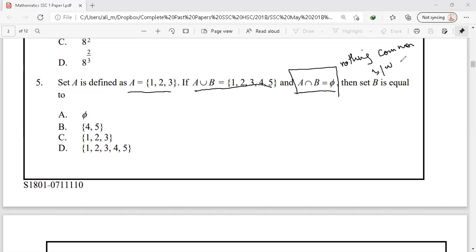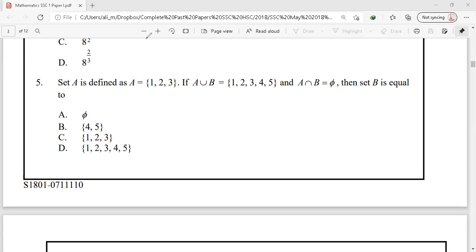between A and B. A और B के अंदर कोई भी एलिमेंट कॉमन नहीं है और A की वैल्यू 1 2 3 है तो A यूनियन B के अंदर 1 2 and 3 ये तीनों वैल्यूज़ हमारी सेट A की हो गई। तो इसका मतलब ये हुआ कि जो 4 और 5 है ये हमारे सेट B की वैल्यू होगी बिकॉज A और B के अंदर कुछ भी कॉमन नहीं है. A और B जो है वो डिसजॉइंट सेट्स हैं. So the correct answer for this question number 5 we have is option B.